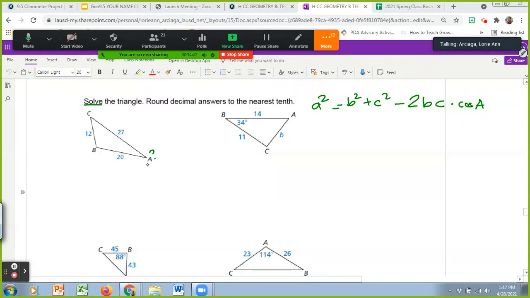How do we know that's the formula we're going to use? Because we're selecting to find A first. Once you have set up the formula, everything is simple. Why? Because you're just going to plug things in. For example, a squared is the opposite of big A, right? So this is your small a because it's across A. This is your small c. This is your small b. So just plug the numbers in. 12 squared is equal to 27 squared plus 20 squared minus 2, what is b? 27. What is c? 20. And then times cosine of A, which we are looking for.